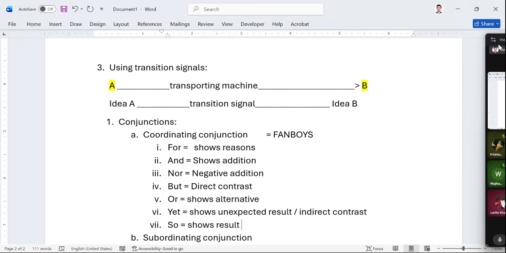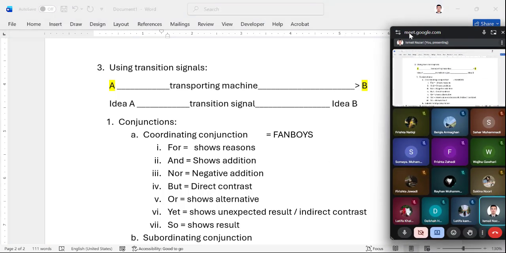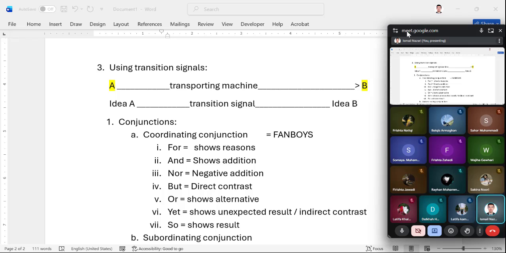So, is it okay? I mean, do you know how to use them, or should I make an example for each of them? Excuse me, sir. Can you make an example for that? For "but"? "Yet".